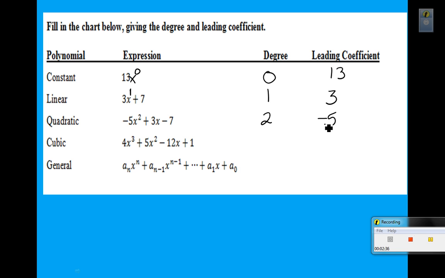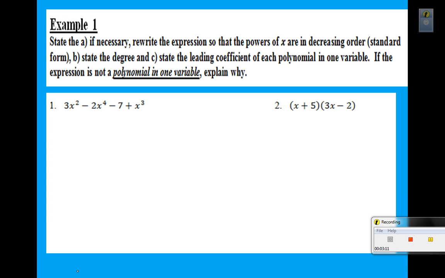Hey, notice I'm not worrying about anything else. I'm not worried about that 3x or that -7. If it's a cubic, its degree is a 3. I don't care about the 2 and the 1 and the 0. Its leading coefficient happens to be a 4. In general, it doesn't matter what the polynomial is. We're just going to look for the biggest power that we see, and the coefficient is the number that goes along with that. So go flip over to your next slide.